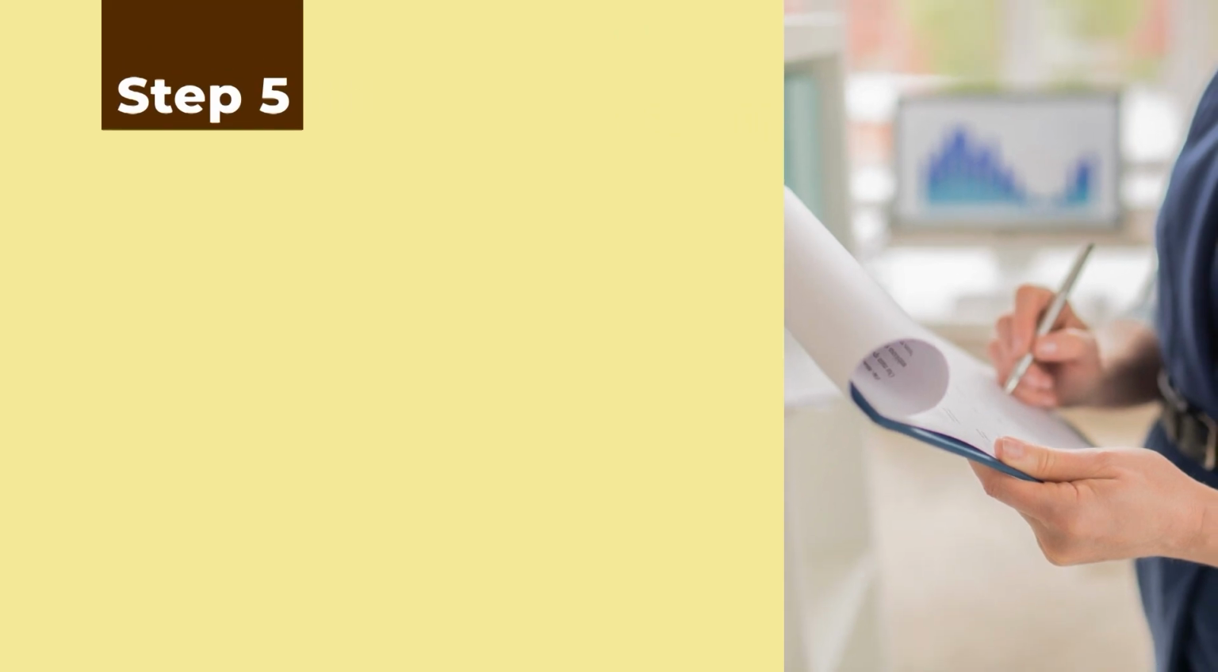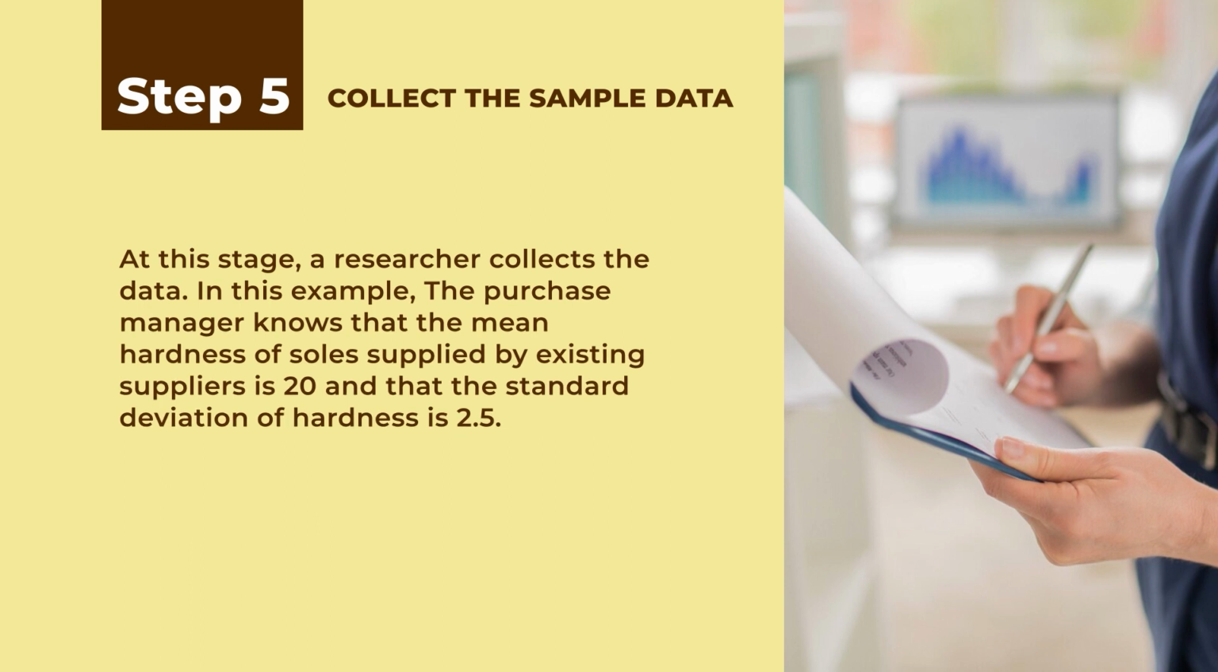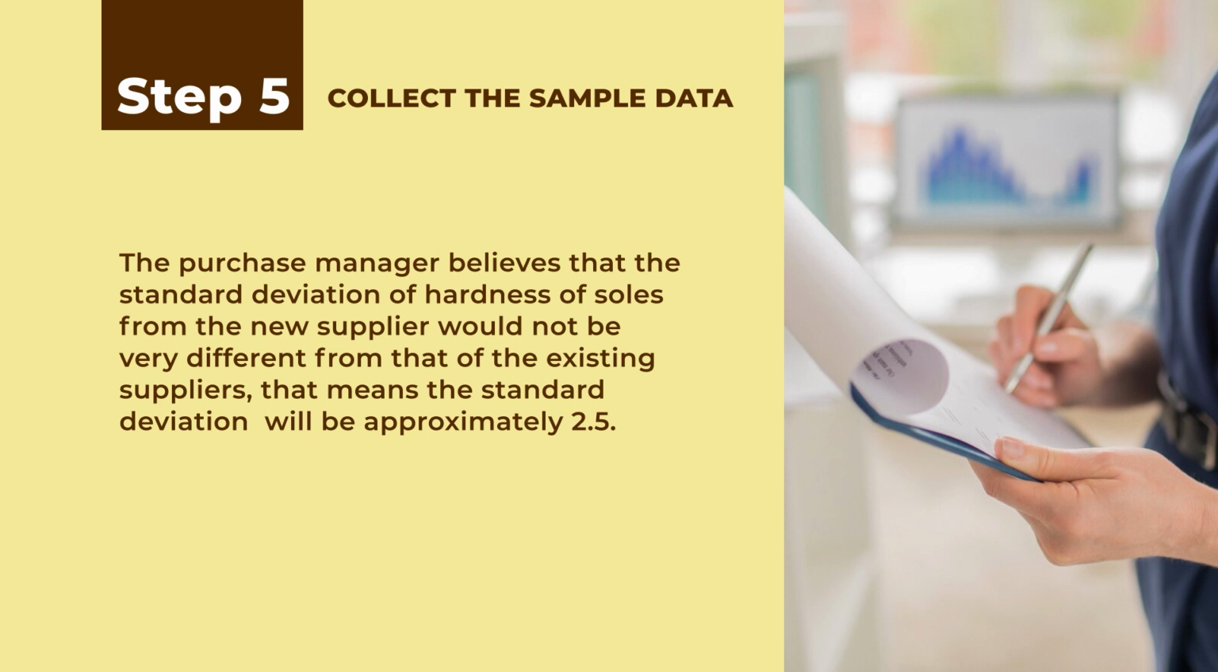Then the next step is to collect the sample data. At this stage, the researcher collects the data. In this example, the purchase manager knows that the mean hardness of the sole supplied by the existing supplier is 20 and that the standard deviation of hardness is 2.5. To test the claim of the new supplier, he collected a sample of 100 soles from the new supplier and found that the sample mean is 20.5. The purchase manager believes that the standard deviation of the hardness of soles from the new supplier would not be very different from that of the existing supplier, which means the standard deviation will be approximately 2.5.